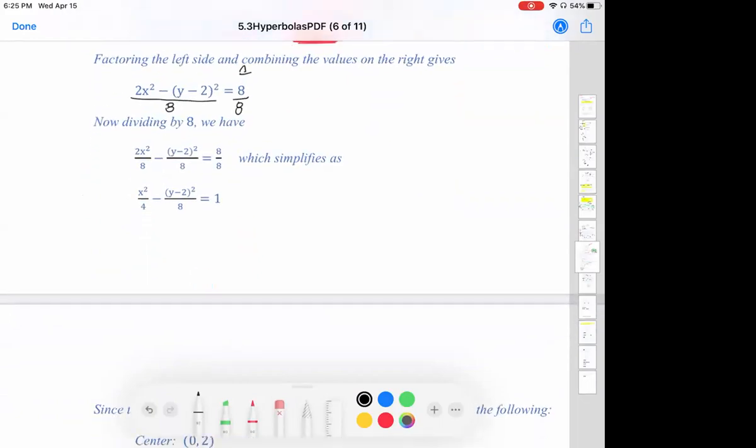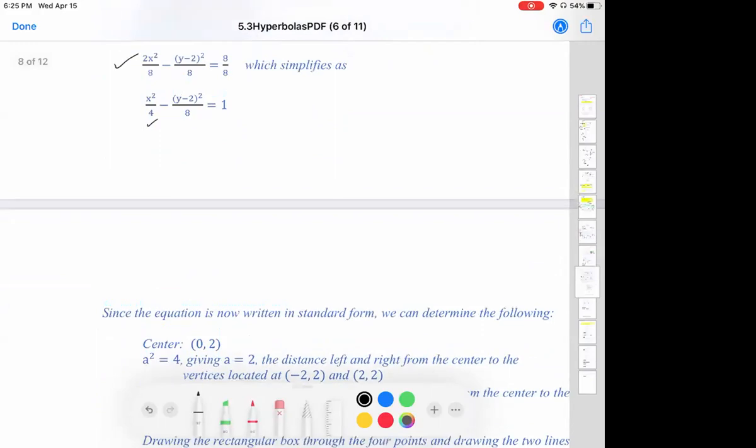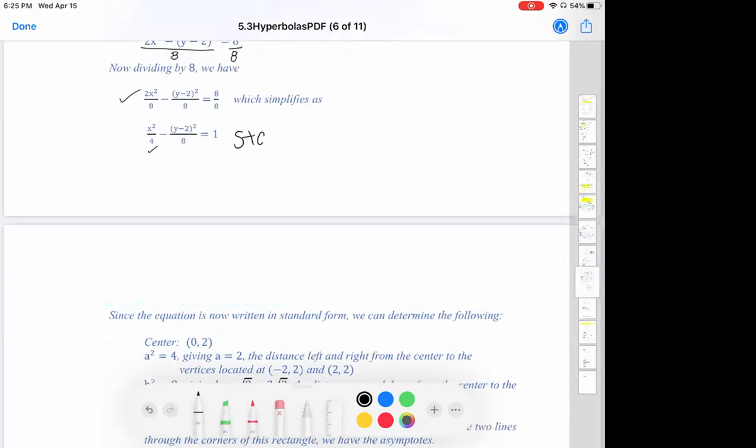Okay, so we're dividing each term by 8, which is here. Now we have to simplify. So 8 divided by 2, we get a 4 in the denominator. And in the bottom, for the y's, there isn't much to do, so it stays as an 8. Now we have it in standard form.